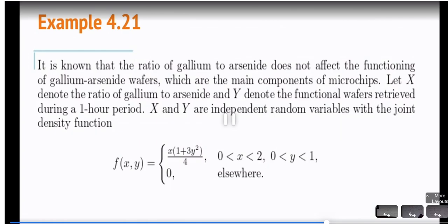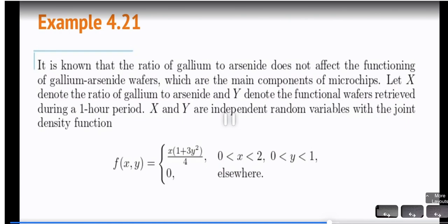Now I need you to take a look at this example. Where we are now is super easy. If you take a look at this example, it is known that the ratio of gallium to arsenide does not affect the functioning of gallium arsenide wafers, which are the main components of microchips.